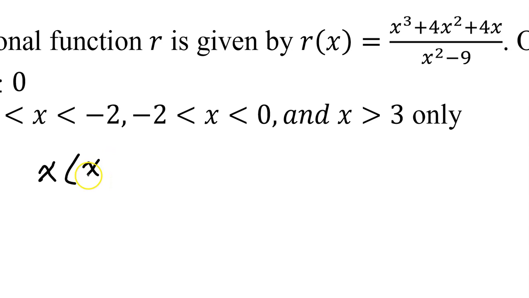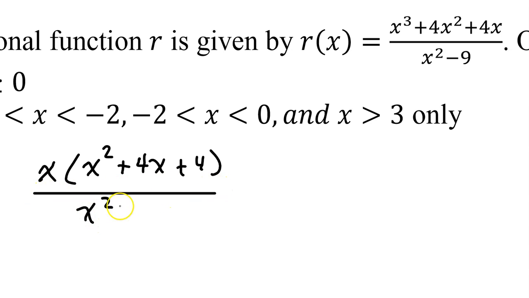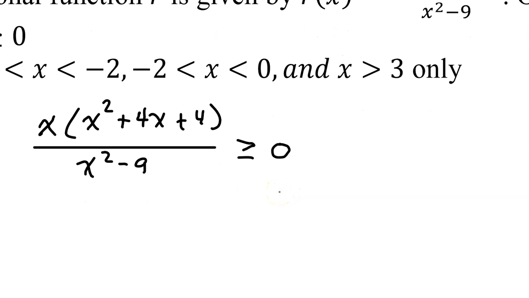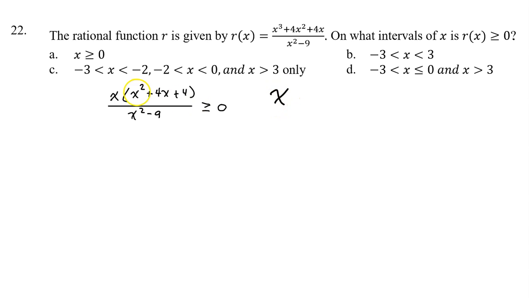So that's going to leave behind x squared plus 4x plus 4, over x squared minus 9. And we are looking for where r of x is greater than or equal to 0. This will factor further. This trinomial will surely factor as a binomial times a binomial, greater than or equal to 0.